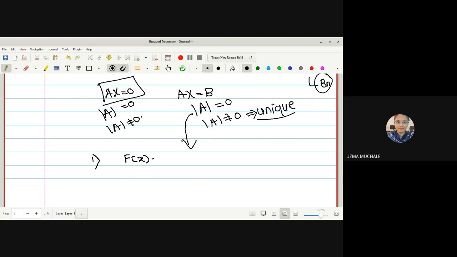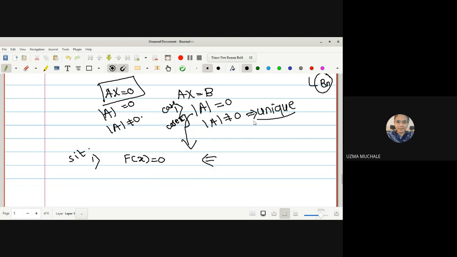If f of x is 0, which case will come? Your earlier case, no? Yes, ma'am. This case we have studied, homogeneous. So no need to study this case. Okay. This is situation 1, and here this is case 1, and this is case 2. Okay, case 2 is clear.